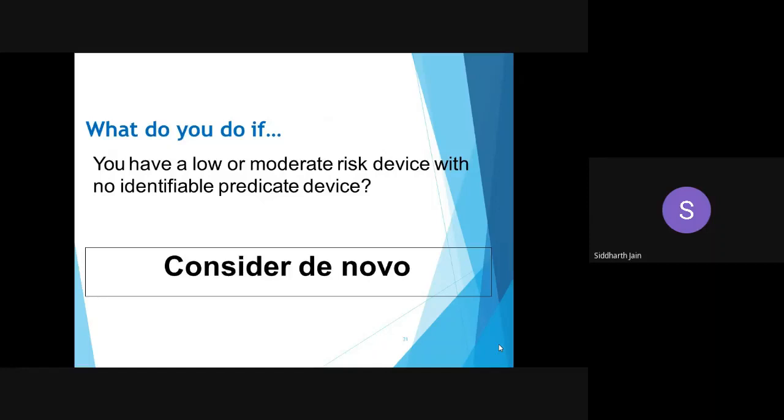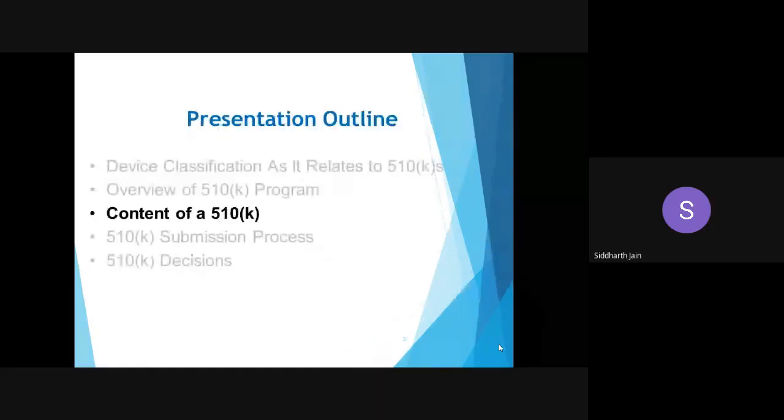Next slide. What do you do if you have a low or moderate risk device with no identifiable predicate device? Suppose you don't have any predicate devices, but still you would like to go for the 510K application. In that case, you have to apply for the de novo classification, or apply with the help of the de novo route for the 510K application.